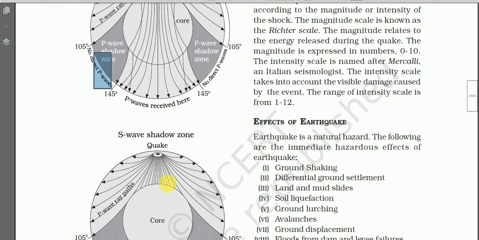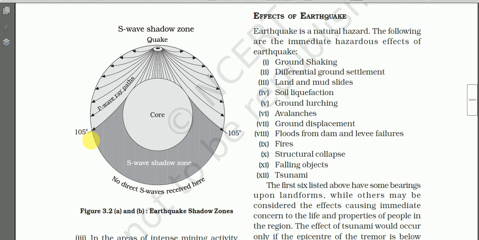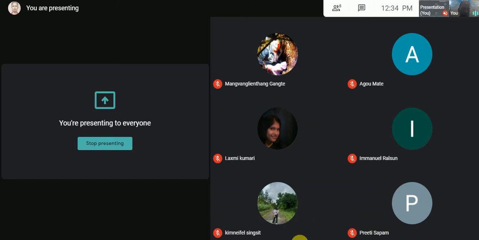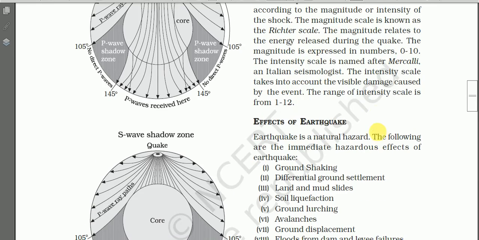Okay, and in the other case, see here in this section, in this region, no earthquake waves are recorded, no S waves are recorded, and hence this zone is known as shadow zone of S wave. Okay, so remember, shadow zones are the places where earthquake waves are not recorded. So let us read this paragraph.